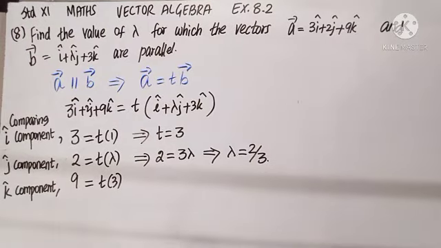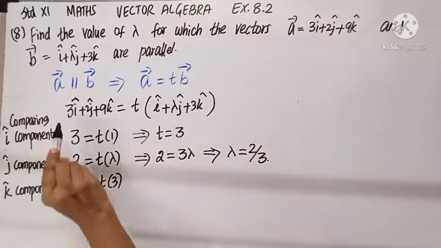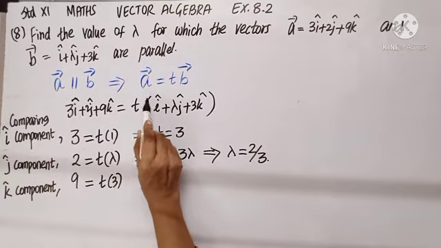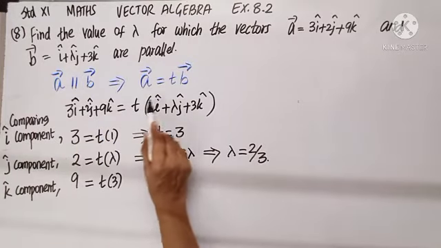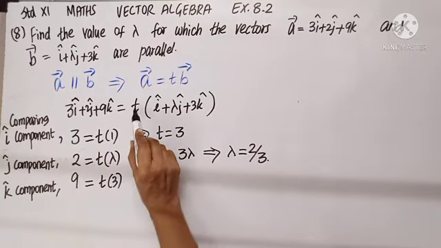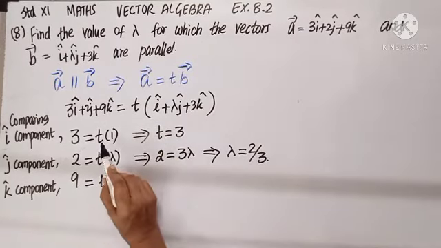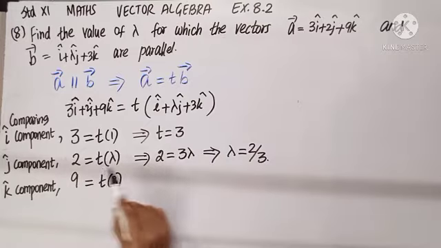We all should know to compare on both the sides. I component, 3 here, t into 1. J component, 2 here, t into lambda. And 9 in the LHS, t into 3. From this first equation, I arrive at t value. Putting t value here, we get what is lambda.